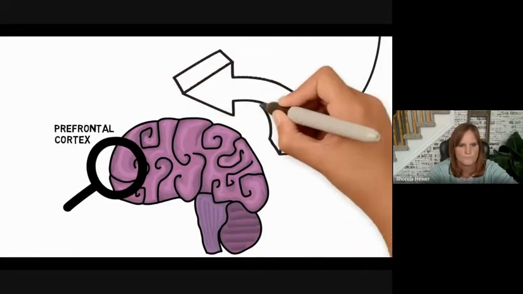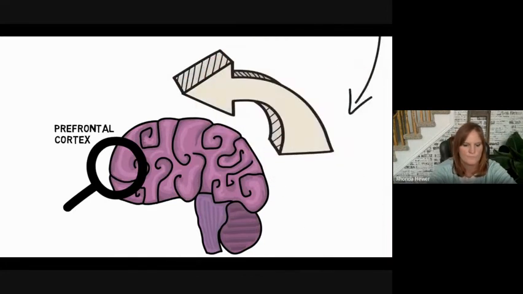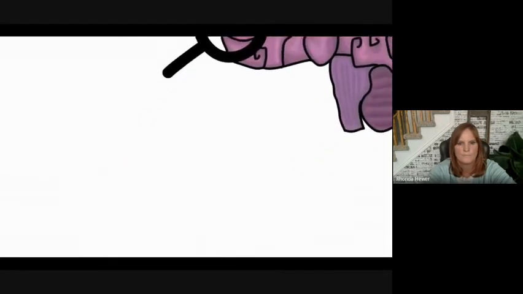Neuroscience has taught us that the brain develops from back to front, so the executive functions develop gradually throughout childhood and adolescence, and typically reach maturity by the age of 25.